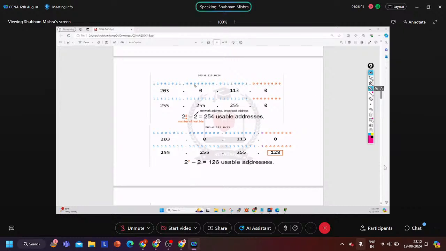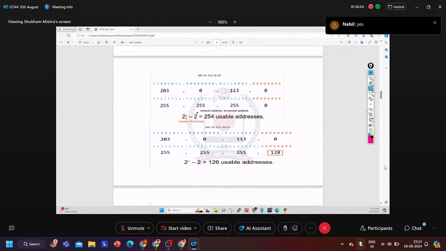Okay. See guys, I have one question. This is the network ID. And what is the CIDR value? /24. I hope you are already aware of binary, because I will write this in binary. You know binary, everyone? Anyone who doesn't know?